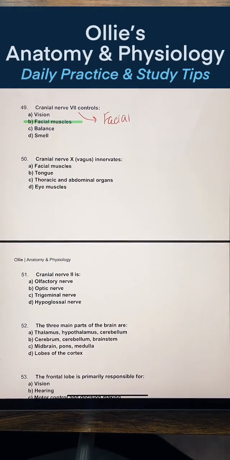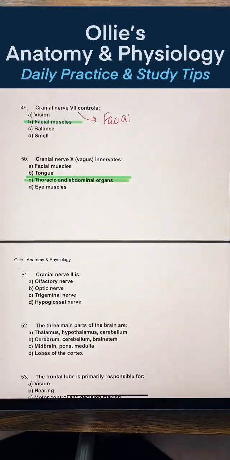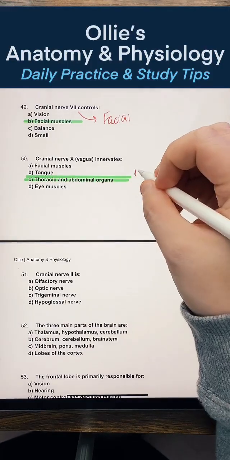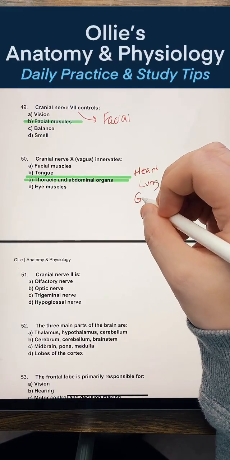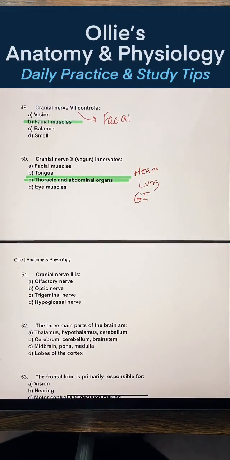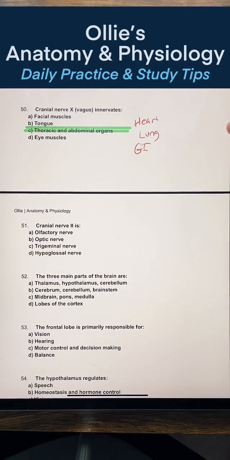Number 50. This is C. It's our thoracic and our abdominal organs. The vagus nerve is a parasympathetic. It regulates your heart, your lungs, your digestive organs, etc. Number 51, cranial nerve 2 is what? Which cranial nerve is this? A, B, C, or D?